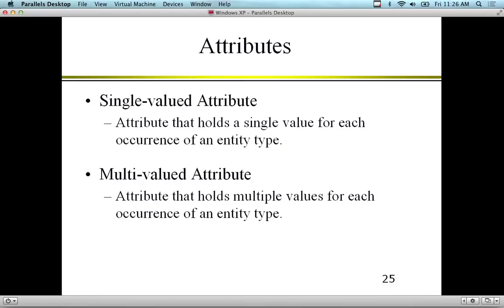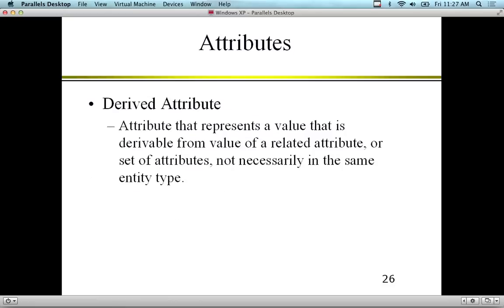So we have single valued attributes, and then we have multiple valued attributes. A single valued attribute holds a single value for each occurrence of an entity type. So if I were to say names, these students have first name, single value, last name, single value. If I were to say classes, you have multiple values, because hopefully you're taking more than one class. Probably taking 2 classes and CPT or something else along with that. So you've got multiple attributes holding multiple values for each one of the occurring entities.